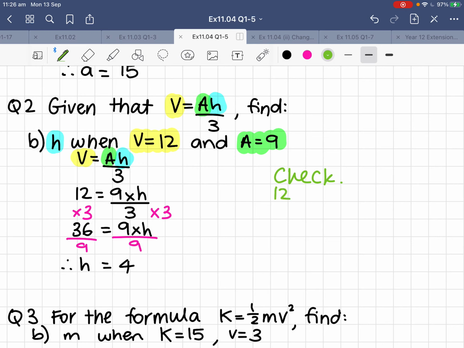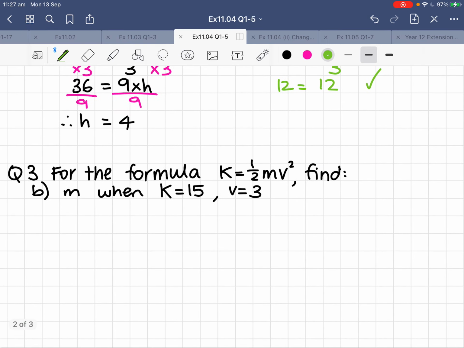So if I went 12 equals 9 times 4 on 3, so 12 equals, in my calculator, if I went 9 times 12 all over 3, I get 12. So that means I'm correct. So you can check yourself and make sure that you are doing these correctly.